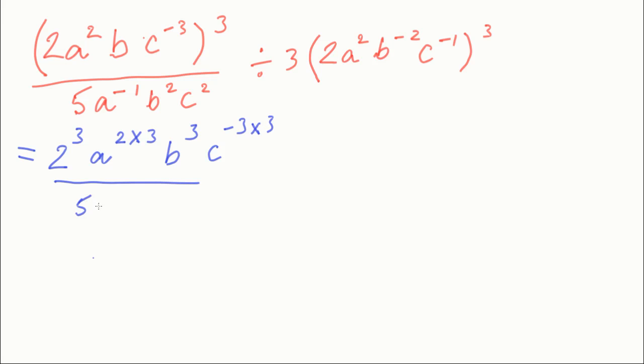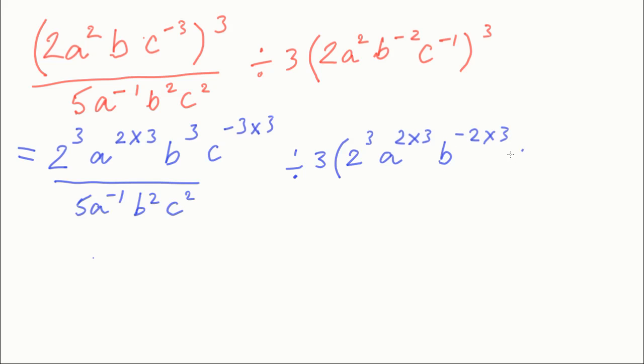So 5a to the minus 1 b squared c squared, divided by this here, and what I'll do here is expand this bracket. So once again everything's cubed, so 2 cubed, a to the 2 times 3, b to the minus 2 times 3, and c to the minus 1 times 3. Alright, so that's that bit done.